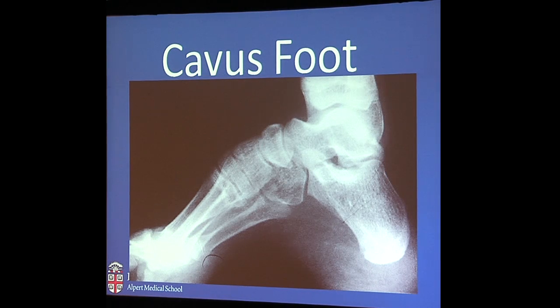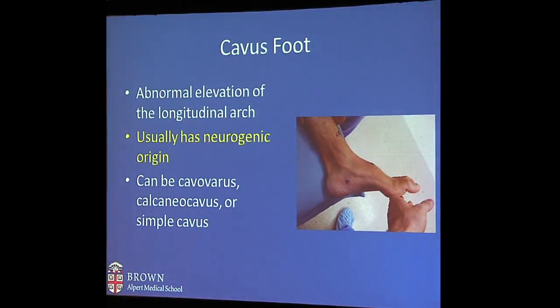Okay, and then lastly, we'll talk about cavus feet. And cavus, you know, I always thought of it as a big cave under the foot. It's a high arched foot. And it's an abnormal elevation of the longitudinal arch. Usually, it has a neurogenic origin, okay?